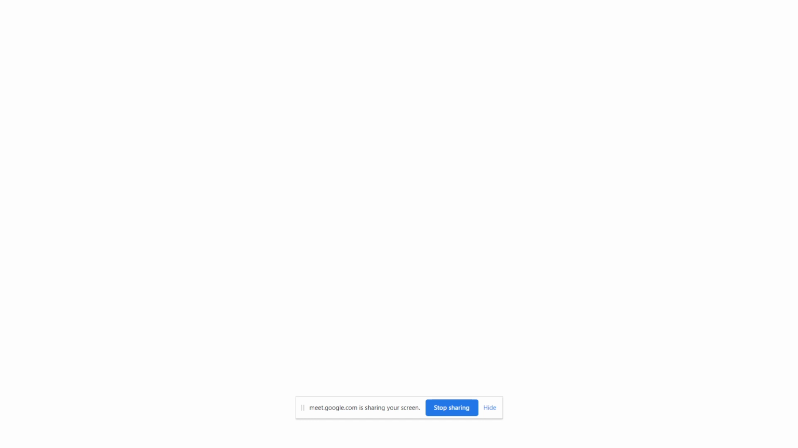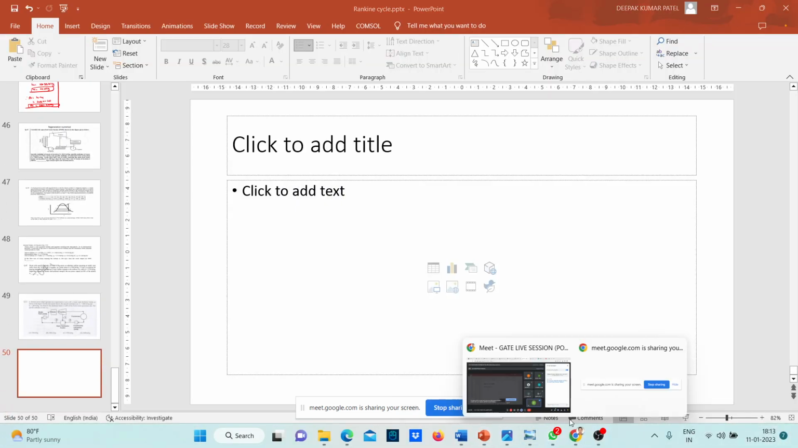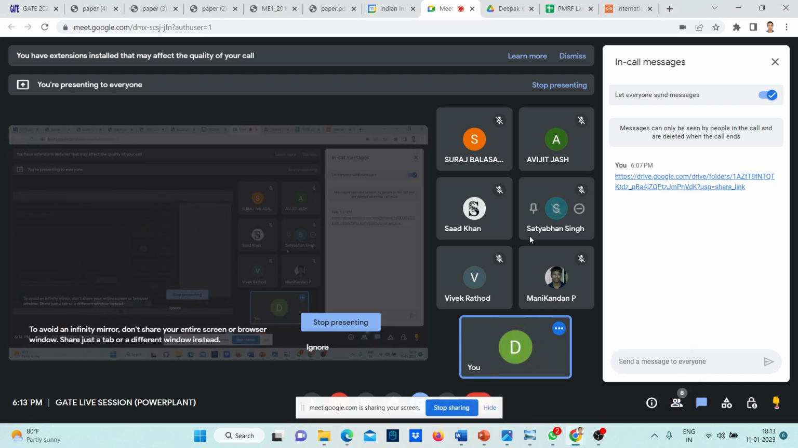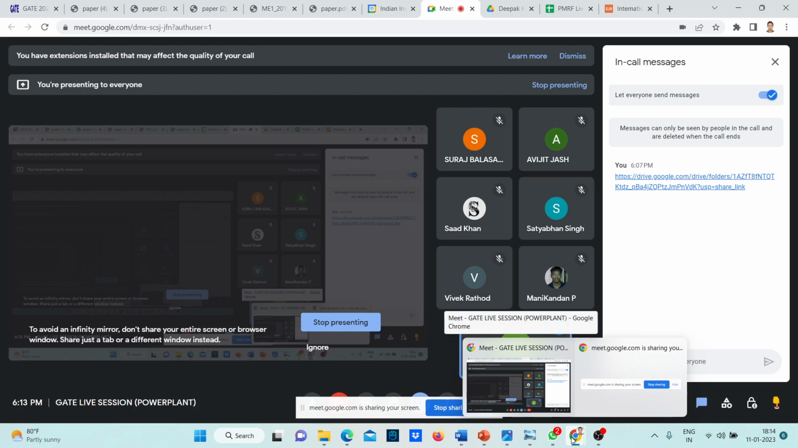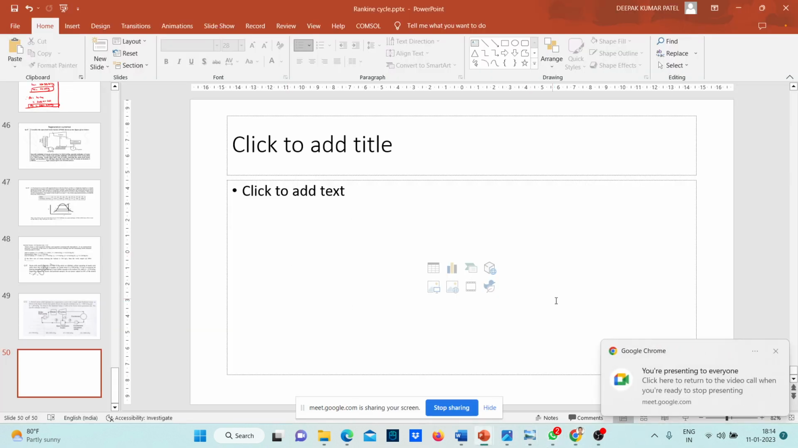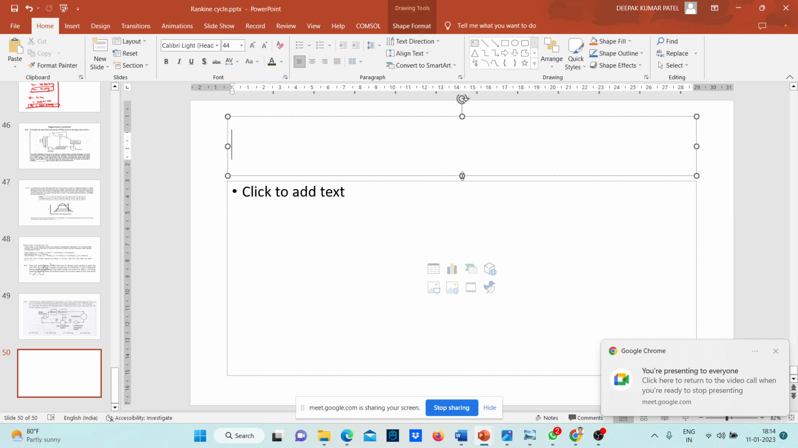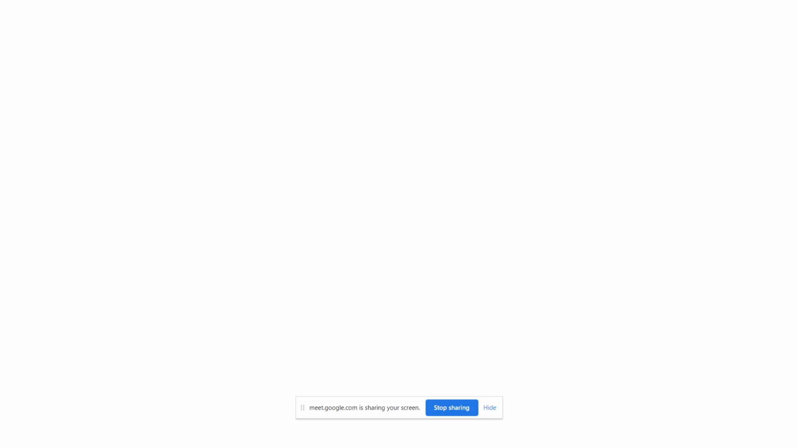So what is the strength now? First, I have to see how many people are there actually. Yeah, they'll join. So is my screen visible? Yes, sir.